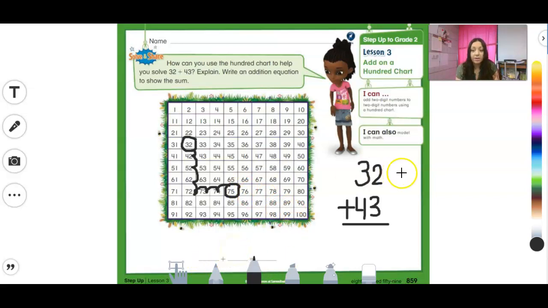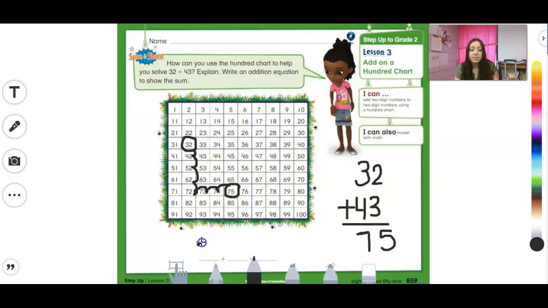Let's see if I'm right. Are you ready? Remember, we can also check our work. In the ones column, I have 2 plus 3. What's 2 plus 3? 5. That's right. And then I have 3 tens plus 4 tens. So what's 3 plus 4? 7 tens. So 7 tens and 5 ones is the number 75. So we got it right. So we can go back and check our work by using the hundreds chart and by adding. That way we can go and make sure that we're right.